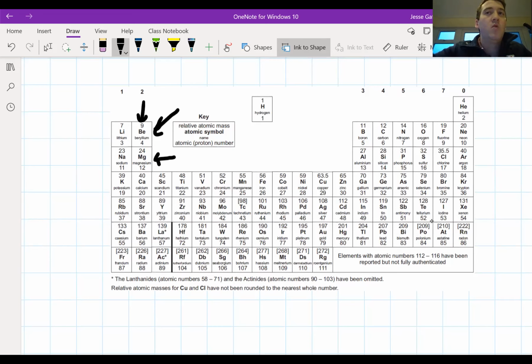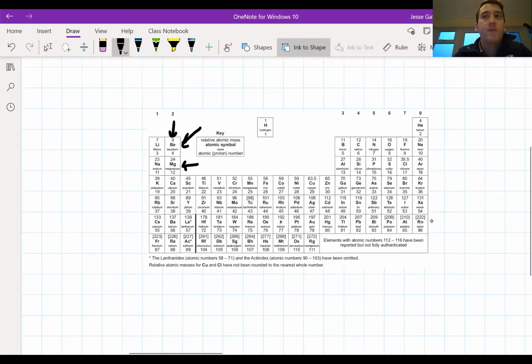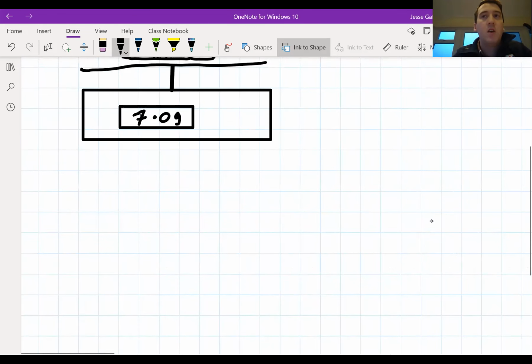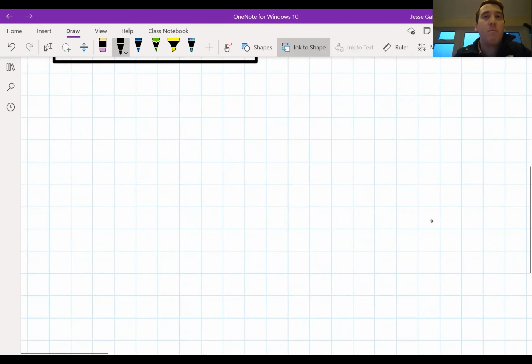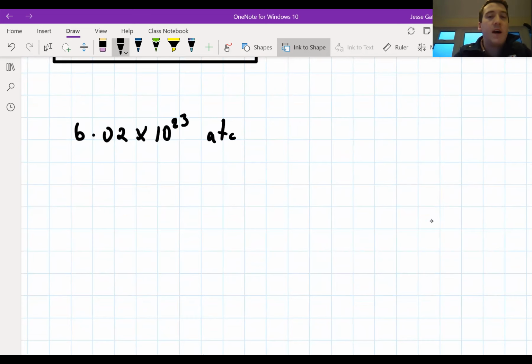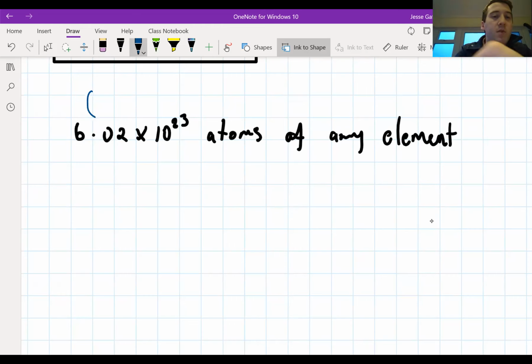Now, this is why I told you that this number is so useful and so important to chemists, because it bridges the gap between atoms, which are incredibly tiny, and it allows us to work with masses of atoms. So the rule is that 6.02 by 10 to the power of 23 atoms of any element, and remember, another way of saying this here, 6.02 by 10 to the 23 is 1 mole.